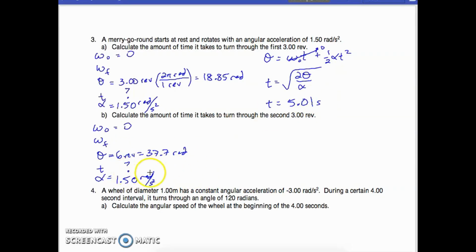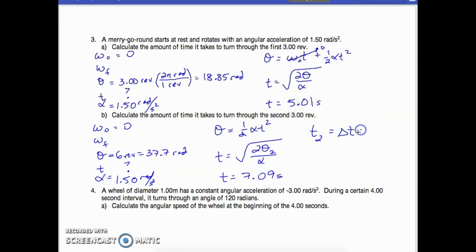When we get that time, we can subtract these 2 times, and that's the amount of time that it took for the second set of 3 revolutions. So we can go through the same calculation, but with a slightly different angle here. So 2 theta, the second one, and this gets us a time of 7.09 seconds. But now that's for all 6 revolutions. So T2 is the 7.09 minus the 5.01. It's that change in time. So it's 2.08 seconds.